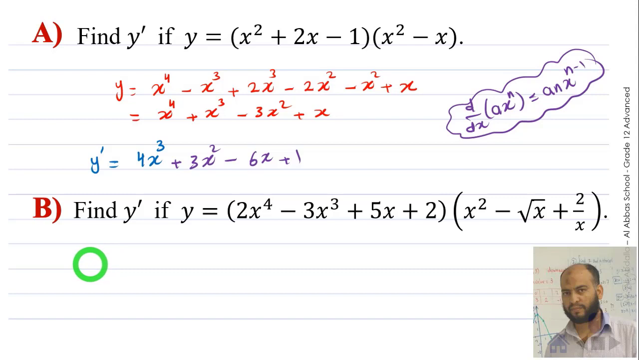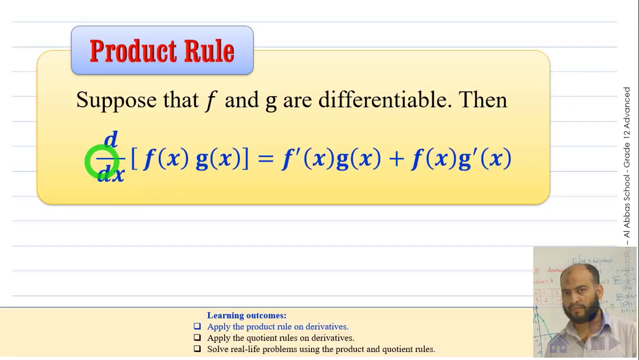The new rule is called the product rule. Let us start with the product rule. The product rule states that the derivative of f of x times g of x equals the derivative of f of x times g of x plus f of x times the derivative of g of x.